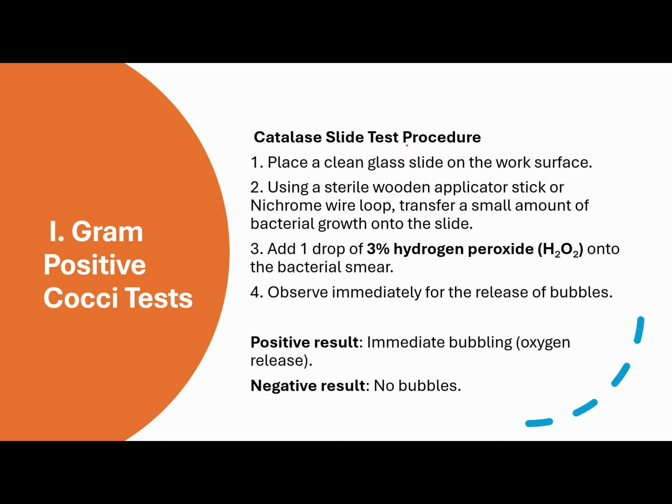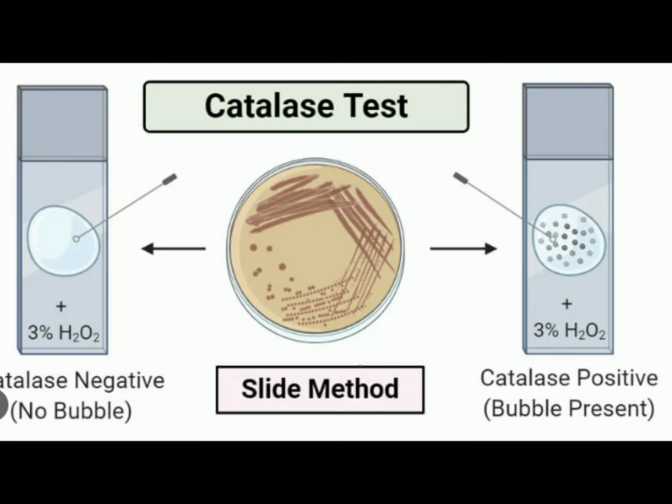So for the slide test, place a clean glass slide on the work surface. Then using a sterile wooden applicator stick or a nichrome wire loop, transfer a small amount of bacterial growth. So if this is your slide, you add here a colony, you mix it. Then once done, you add 1 drop of hydrogen peroxide. Observe immediately for the release of bubbles. If there is bubbling, positive. If no bubbles, negative.